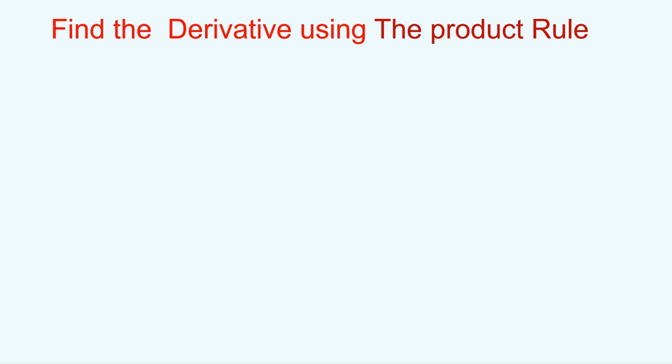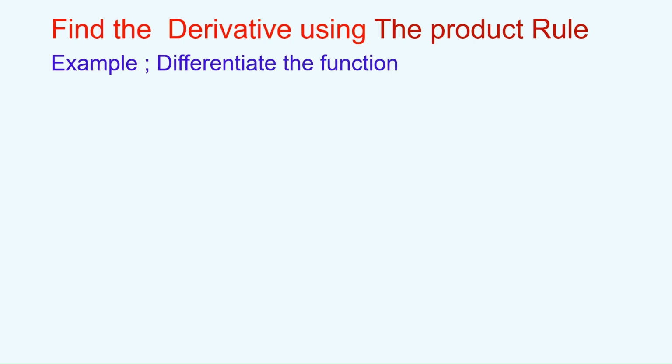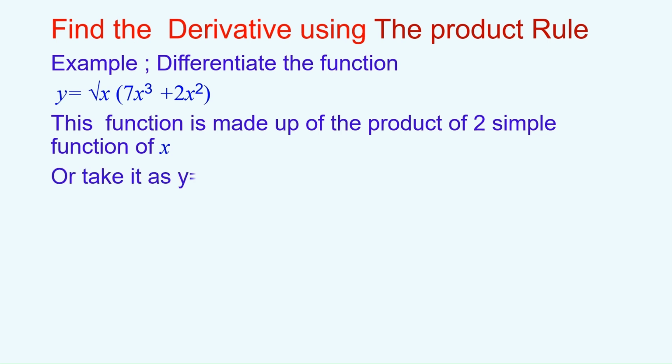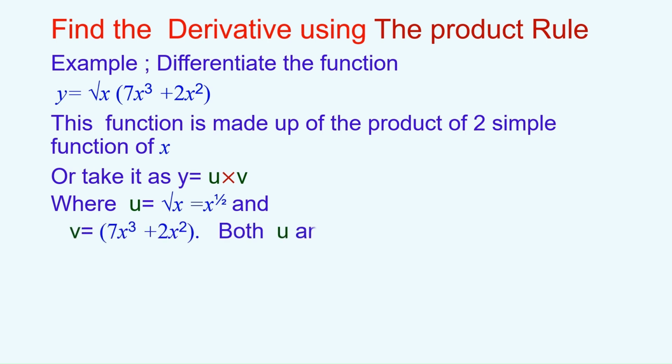Find the derivative using the product rule. Example: differentiate the function y equals square root of x times (7x to the power of 3 plus 2x to the power of 2). This function is made up of the product of two simple functions of x, so take it as y equals u times v, where u equals square root of x, and v equals 7x cubed plus 2x squared.